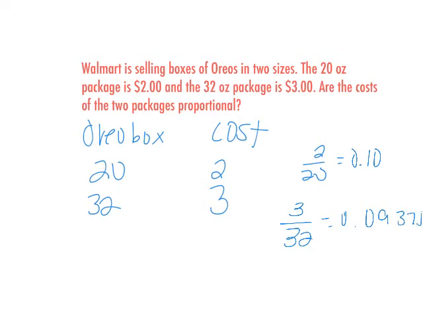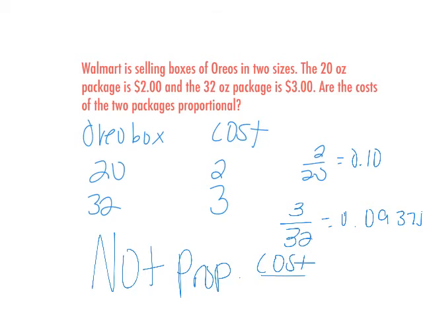Now that usually happens, right? If you buy a bigger package, you usually save a little bit more money. So are these two proportional? No, they're not proportional. They're not proportional because the ratio of cost to the Oreos was not the same. So for 2 things to be proportional, we have to have an equal ratio. When we take one quantity and divide it by the other quantity, we need to always get the same ratio. Why are we doing this? Well, there's a special kind of linear relationship that's always proportional, and that's what we're going to talk about tomorrow.